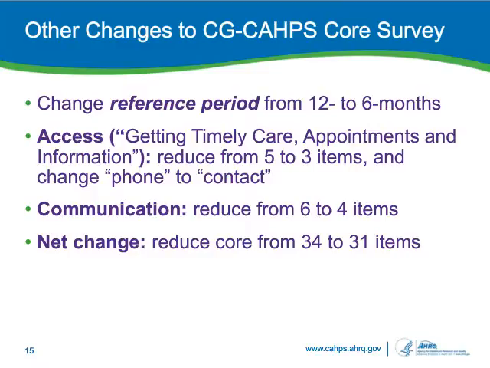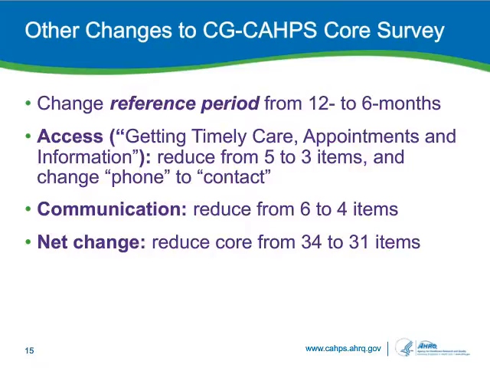We shortened the access measure, that is the getting timely care appointments and information measure, by reducing it from 5 to 3 items. And we also changed questions that referred to phone interaction to contact. We shortened the communication measure by reducing it from 6 to 4 items. And the net effect of these revisions is that we've reduced the core from 34 to 31 items.